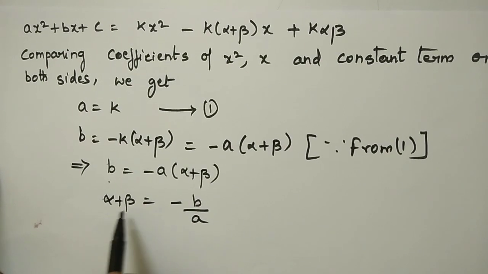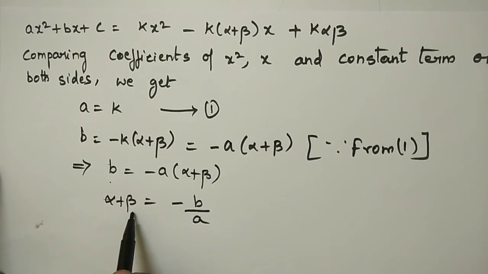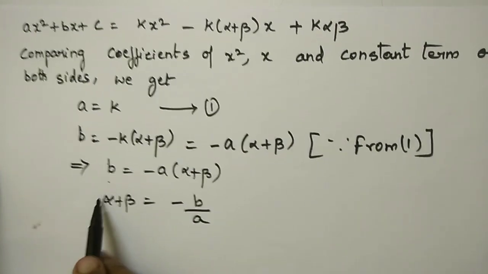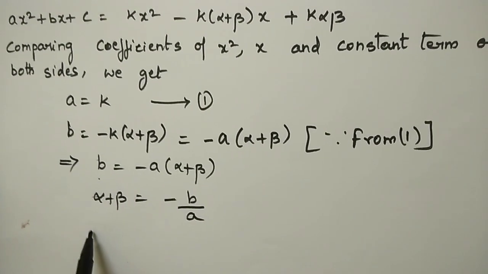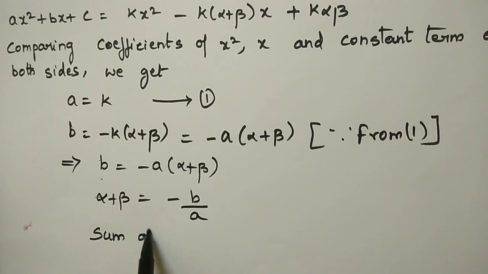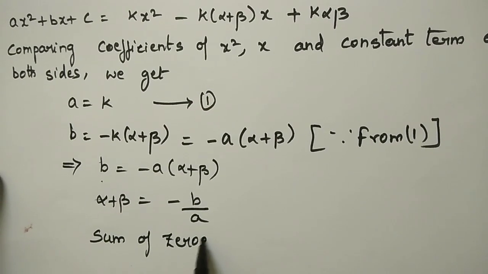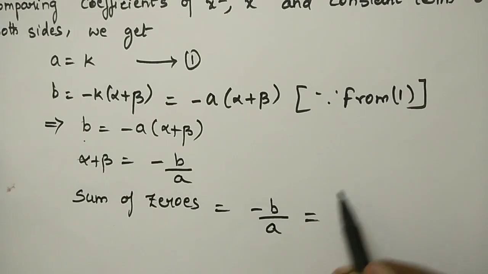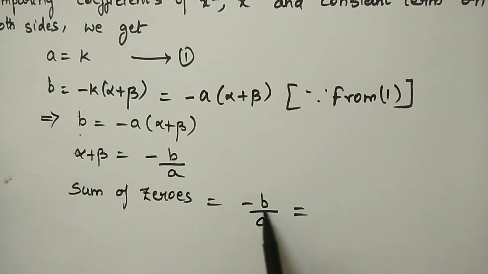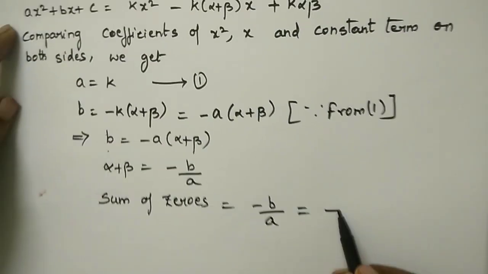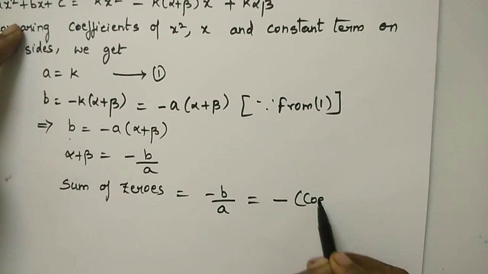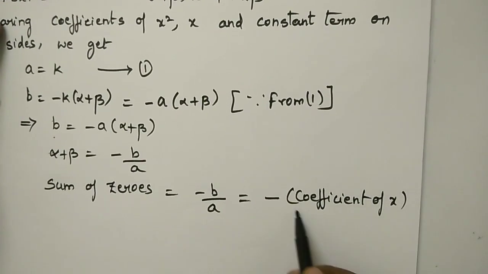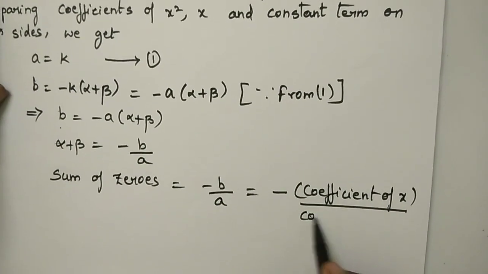So alpha is a zero and beta is another zero. So the middle is plus sign, nothing but the sum of the zeros. Can we say it as the sum of zeros, right? So simply write down sum of zeros is equal to minus b by a. What is here minus b by a? What is here minus b? It is nothing but coefficient of x. So write down coefficient of x here. What is a? It is the coefficient of x square.